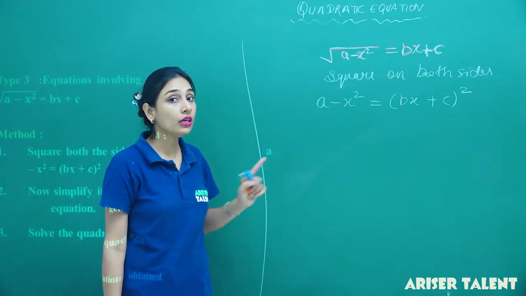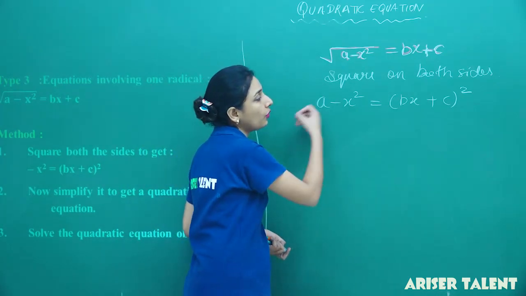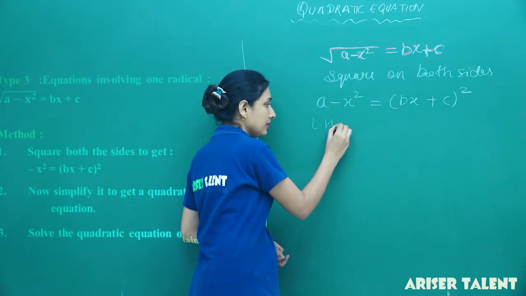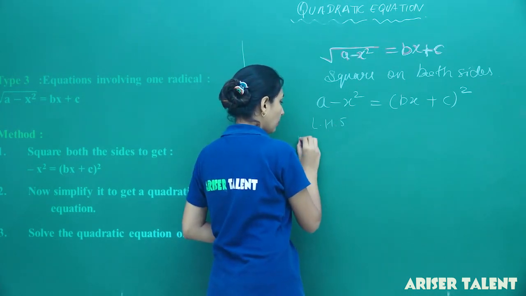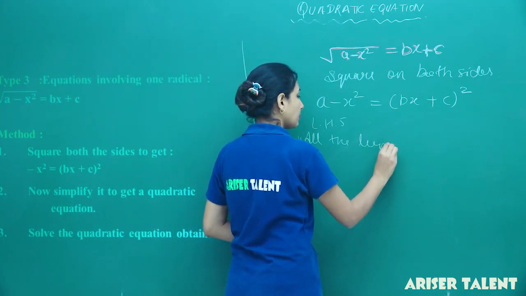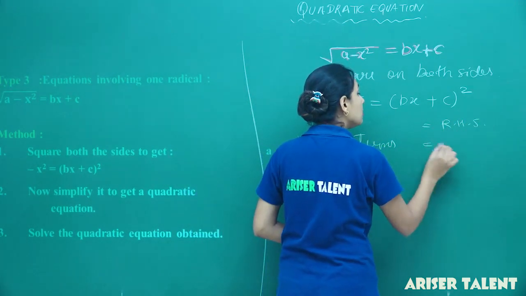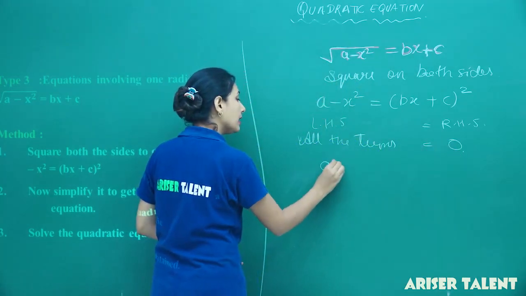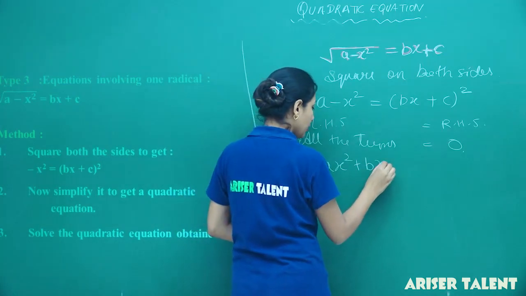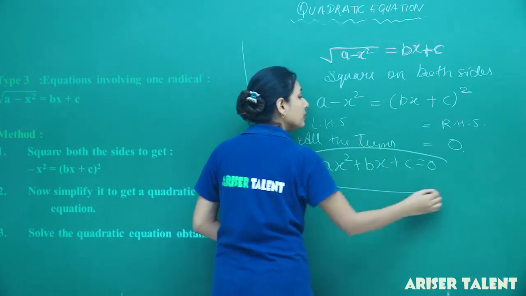So it will give you a quadratic equation, and when you transport all the terms to your LHS, in RHS you will be remaining with only 0. So that will give you again the standard format of your equation, x square plus bx plus c equals to 0. So you will be finding this particular format.